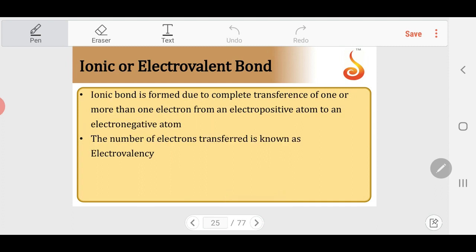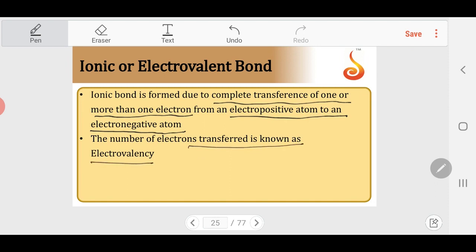Ionic or electrovalent bond. An ionic bond is formed due to the complete transfer of one or more than one electron from an electropositive atom to an electronegative atom. The number of electrons transferred is known as electrovalency. So an ionic bond is due to the complete transference of one electron or more than one electron, always from an electropositive atom to an electronegative atom.